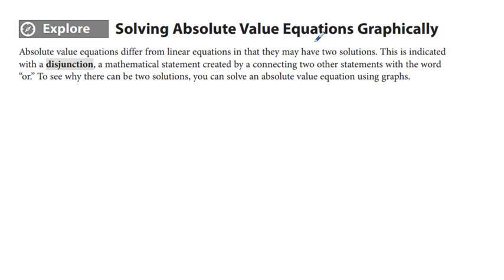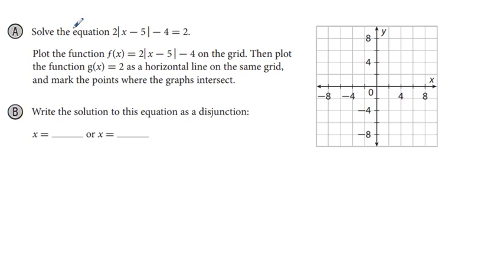Explore solving absolute value equations graphically. So we're going to build here upon what we did in section 2.1, which is graphing absolute value equations. And here we go. A, solve the equation 2 times the absolute value of quantity x minus 5, minus 4 equals 2. Plot the function f(x) equals 2 times the absolute value of quantity x minus 5, minus 4 on the grid. So we're going to graph this first.